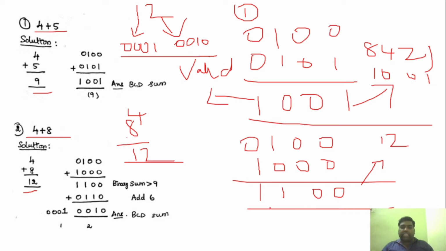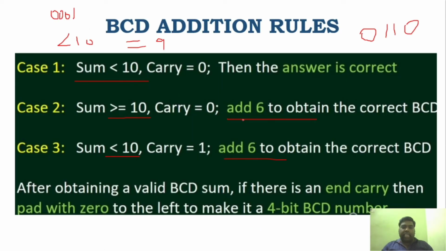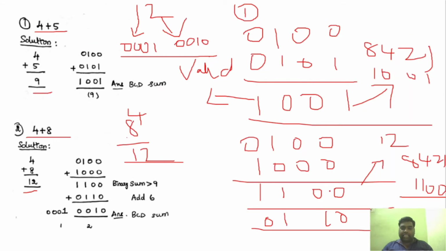Okay, but the answer which you obtained is also 12, but it is in binary form, right? This is in binary form, 8 plus 4 is 12. So this is not the valid BCD form. This is greater than 10. So what I am going to do is add 0110, as per the second rule. What is the second rule? If it is greater than 10, we have to add 6. That is what we are doing.